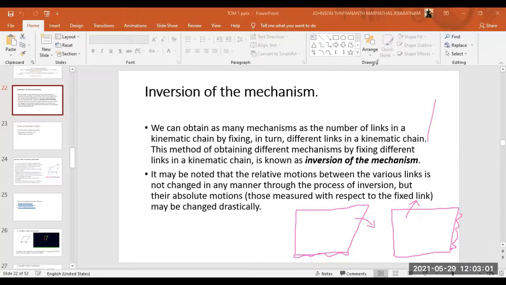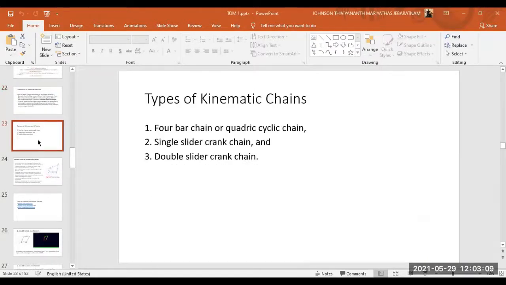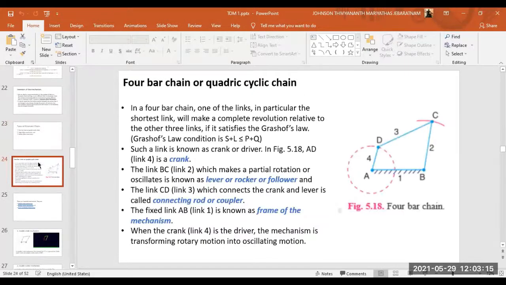Now we'll see the inversions one by one. Different inversions are there, and we'll see what the inversions are and how we are going to use them. And these are a few inversions.